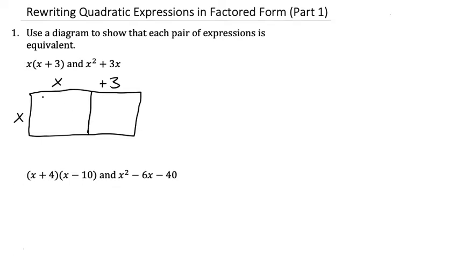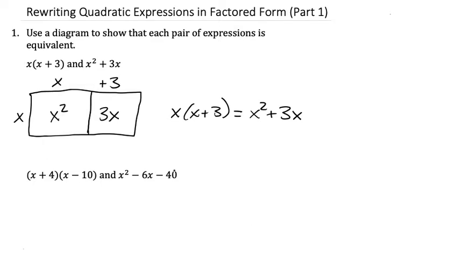Now I multiply the two sides of the box together to get the area of the box. So x times x would be x squared, x times 3 would be 3x. And so adding these two areas together gives me the total of x times x plus 3. So x times x plus 3 equals x squared plus 3x.